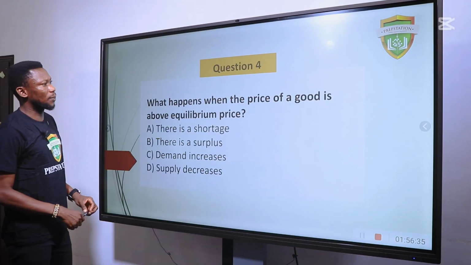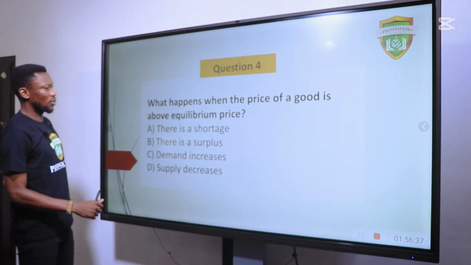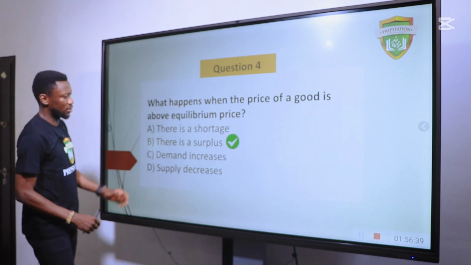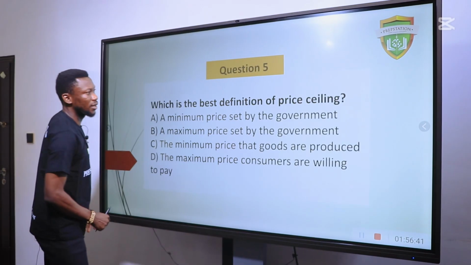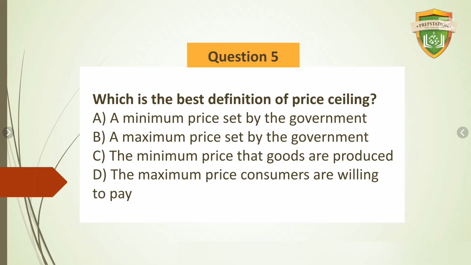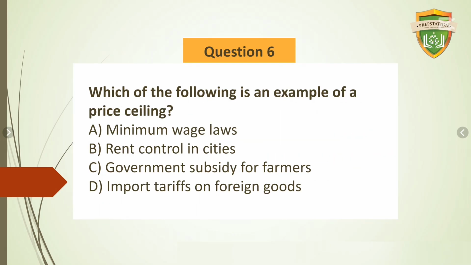Number 4, what happens when the price of a good is above equilibrium price? What happens there is a surplus. And next one is, what is the best definition of price ceiling? The answer for that is a maximum price set by government, like we drew the price ceiling. And this says, which of the following is an example of a price ceiling? Of course, when government puts rent control in the cities, your rent cannot exceed it, as a price ceiling.